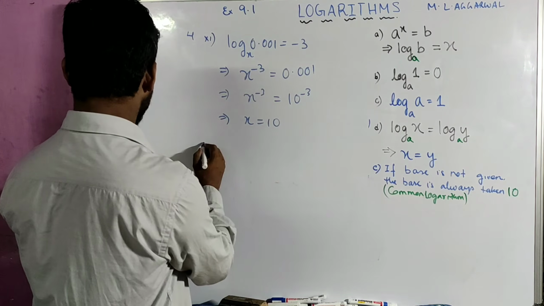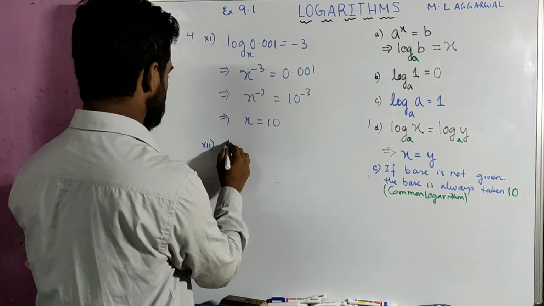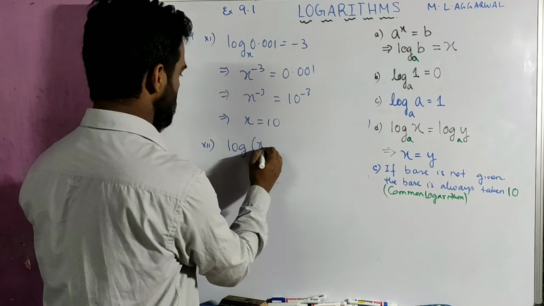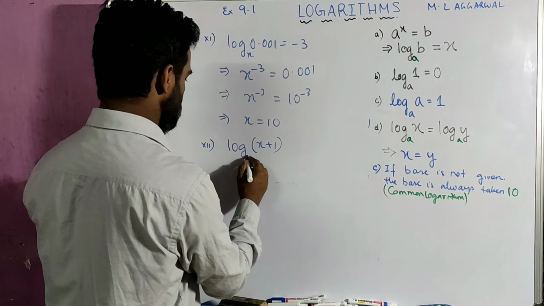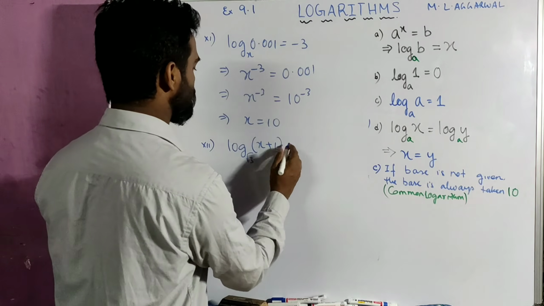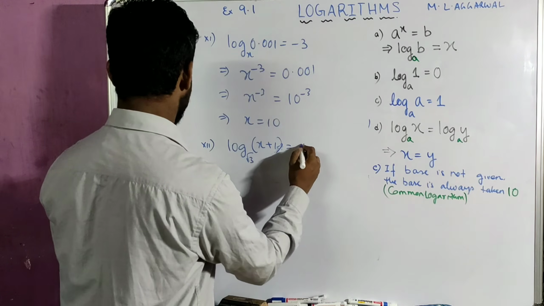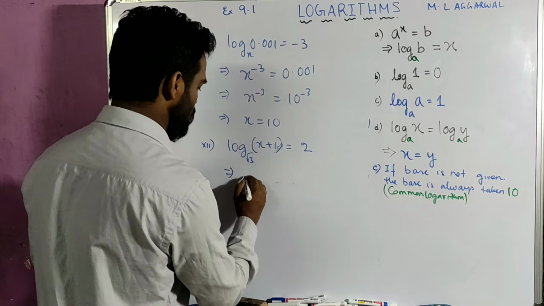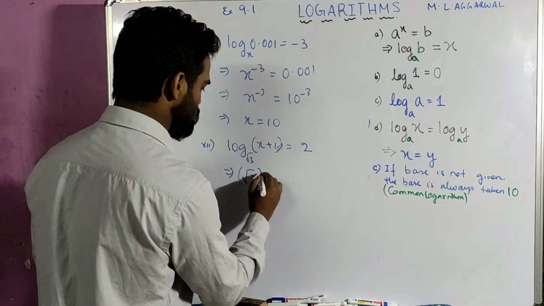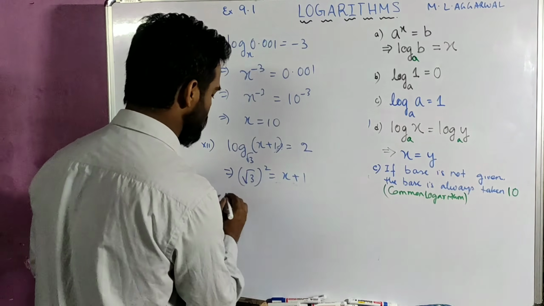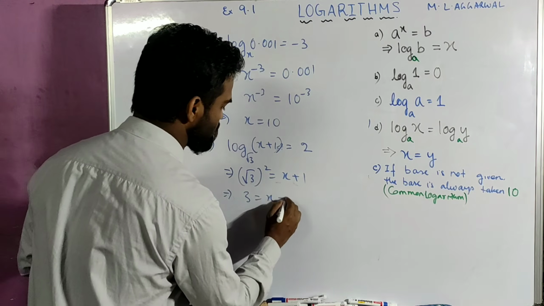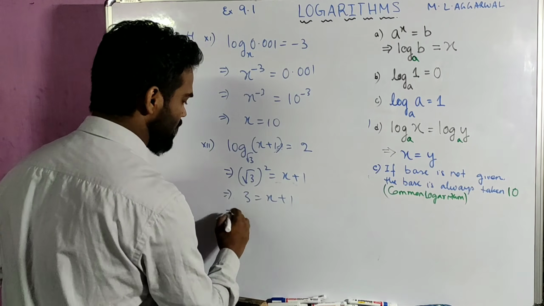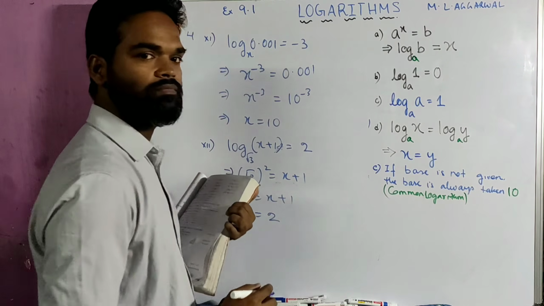Okay. Now look at sum number 12. This says log of x plus 1, the base is root 3, is equal to 2. So we can write this as root 3 square is equal to x plus 1, which means 3 equals to x plus 1, which means 3 minus 1, so x equals to 2.